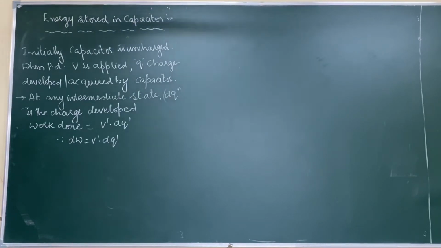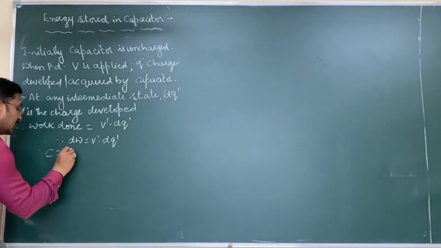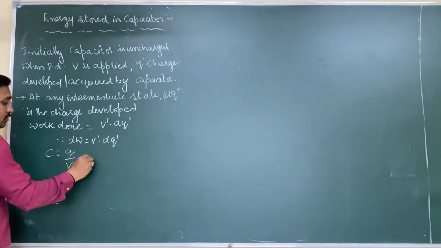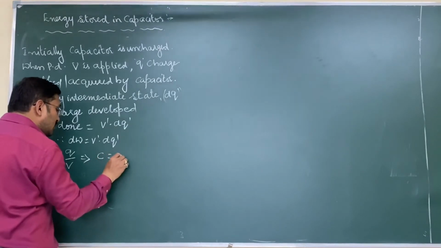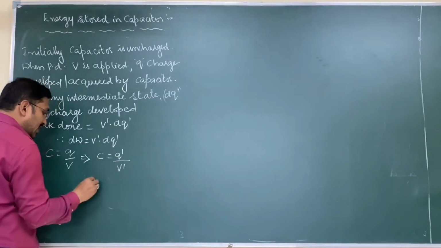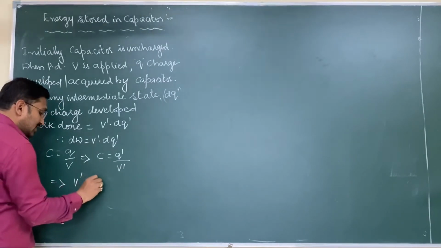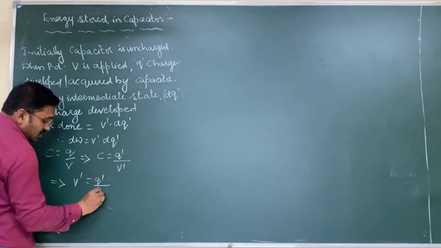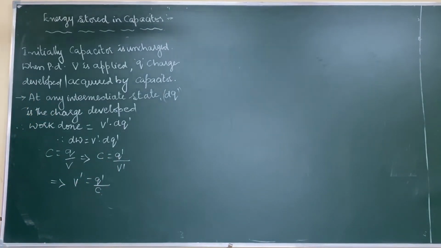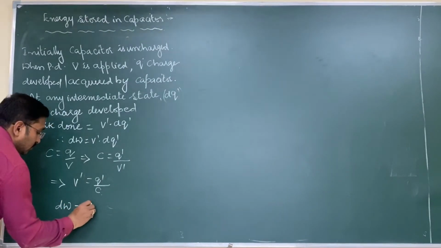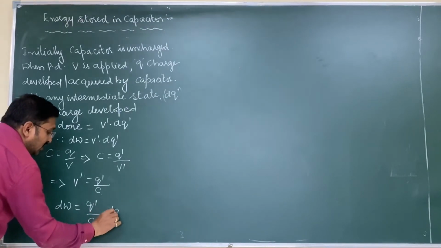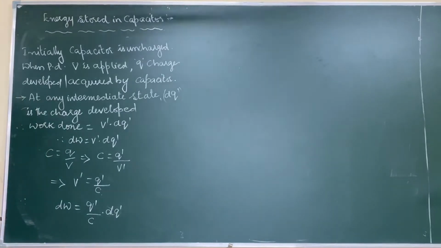Right? Yes, now you know that C is equal to q by v. Now if the charge developed is q dash and the potential is v dash, which implies that v dash is equal to q dash upon c. Immediately v dash is equal to q dash upon c, right? Now this small work done dw is equal to q dash by c into dq dash. Okay, q dash divided by c into dq dash.